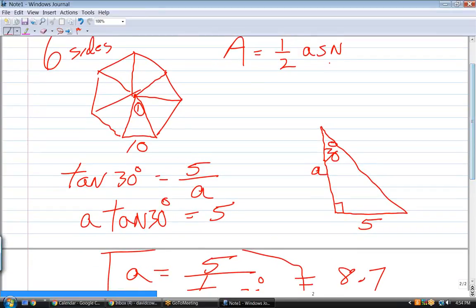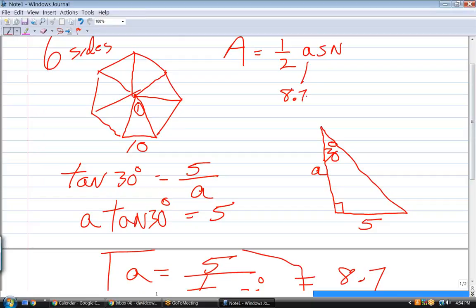Now, a, you just figured out it was 8.7. What's S? 6. Look at the picture. S is the side length. S is 10. And number of sides? 6. Okay. You'd catch that mistake if you were taking a test, because the moment you put 6 in there, you'd get to N and realize that you got the wrong 6.